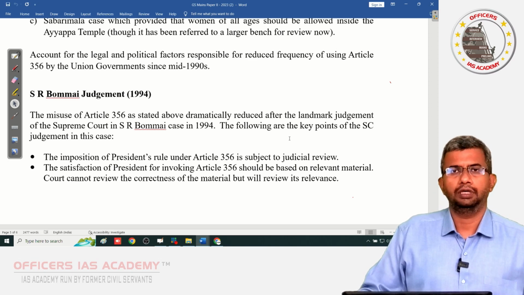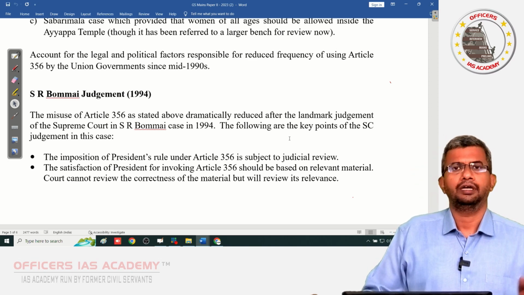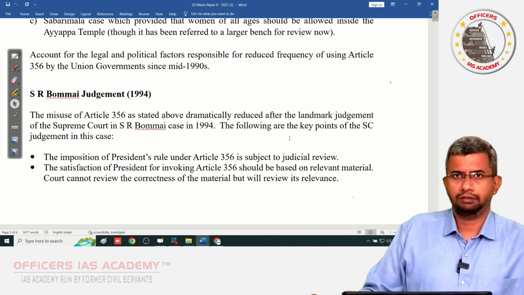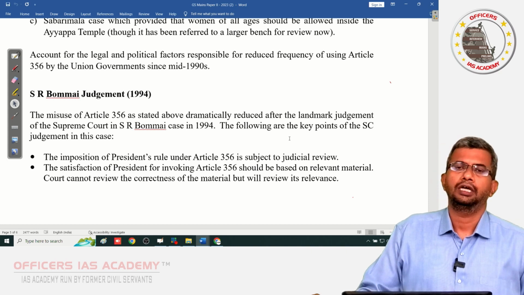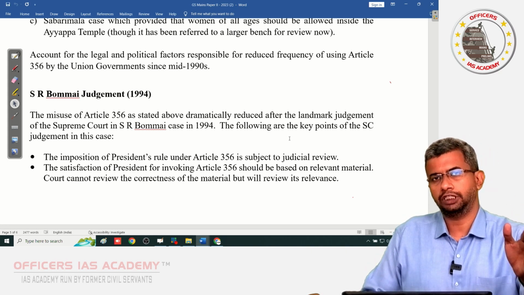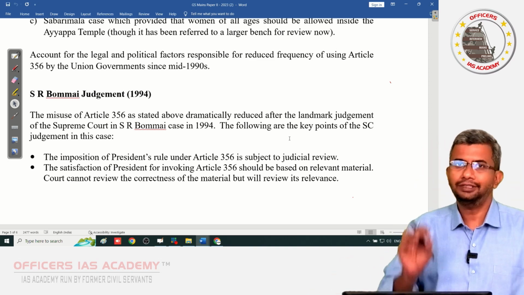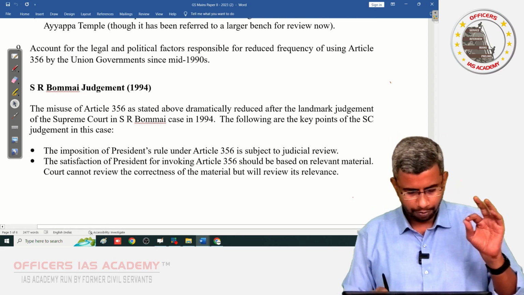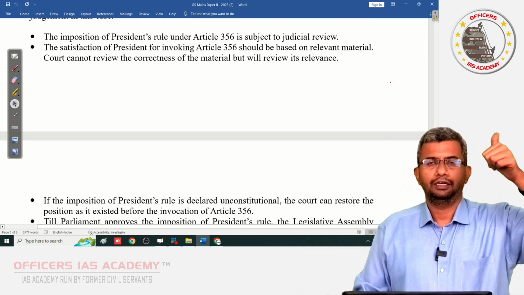dismissal of a state government by the president for the breakdown of constitutional machinery. This has been misused in the past. It has been used more than 90 times before 1994, but after 1994, after the SR Bommai judgment, its misuse has been largely reduced. What are the legal reasons? SR Bommai judgment said how president's rule should not be used for political reasons.